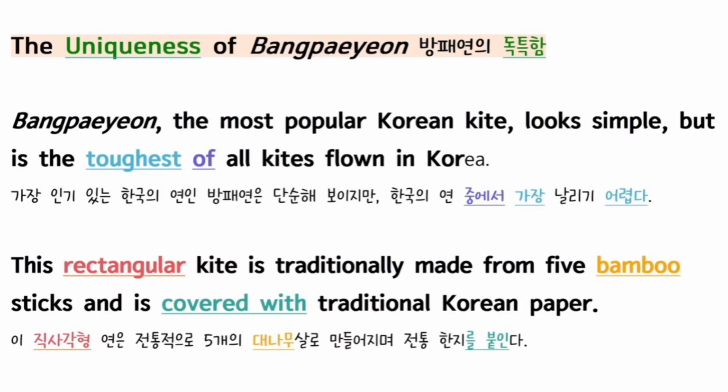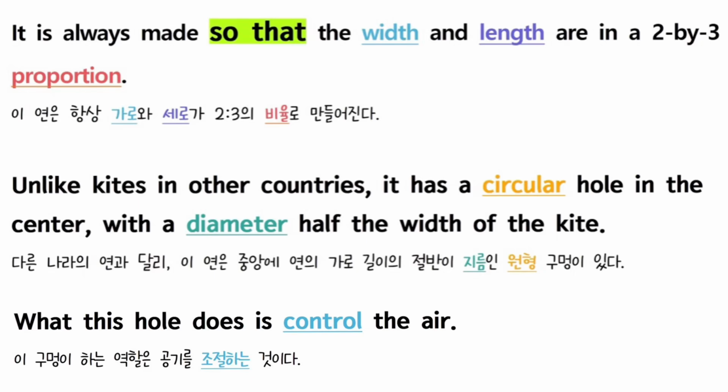The uniqueness of Bangpayeon. Bangpayeon, the most popular Korean kite, looks simple but is the toughest of all kites flown in Korea. This rectangular kite is traditionally made from 5 bamboo sticks and is covered with traditional Korean paper. It is always made so that the width and length are in a 2:3 proportion. Unlike kites in other countries, it has a circular hole in the center, with a diameter half the width of the kite. What this hole does is control the air.